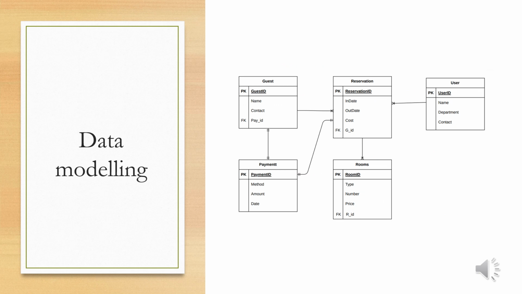This is the system data modeling, which is an enhanced entity relationship of 5 different entities: the guest, reservation, payment, rooms, and user. Let's take a look at the user entity. This contains 4 different attributes: the user ID, username, department, and contact.